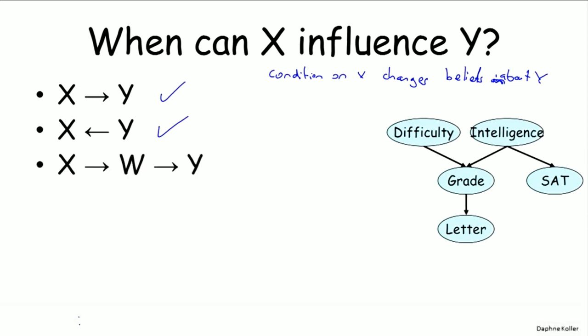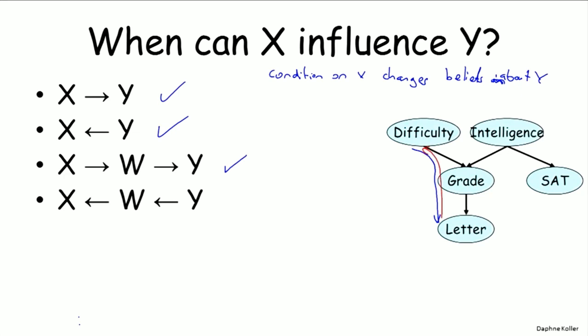Interesting are the cases where we have indirect influence between x and y. So let's consider a case where there's an intervening variable w, and let's think about whether x can influence y via w. The first case is a causal chain, for example, the one going from difficulty to letter via grade. And we've already seen that in this case, x can influence y via w, for example, in the examples that we saw.